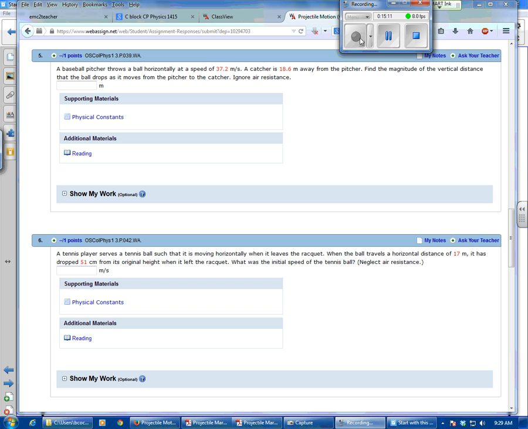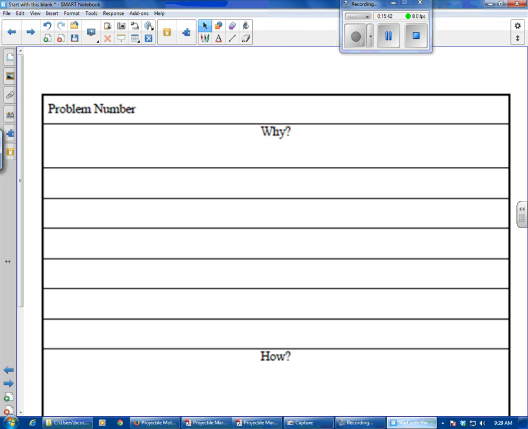All right, so number 5. The baseball pitcher throws the ball horizontally with this speed. Right away, the ball is a projectile. The catcher is this far away from the pitcher. Do you think that's a horizontal or vertical measurement? That distance away. Horizontal, right. And the ball drops and moves to the catcher because it's a projectile, and they want to know how far it drops.